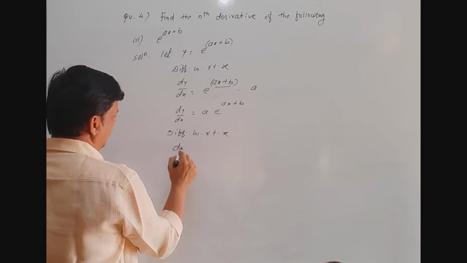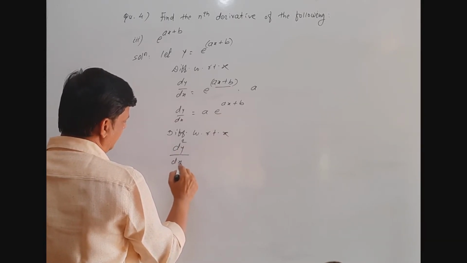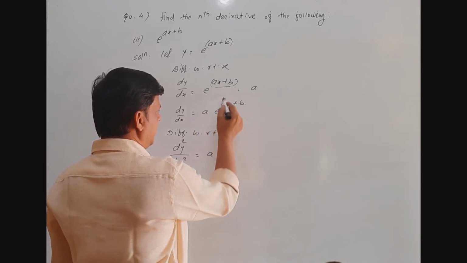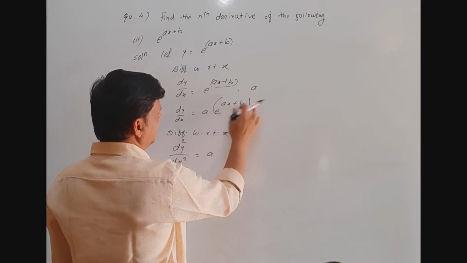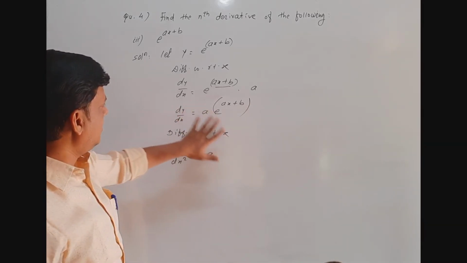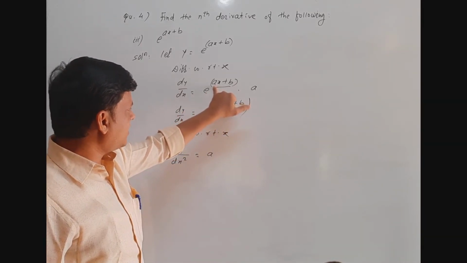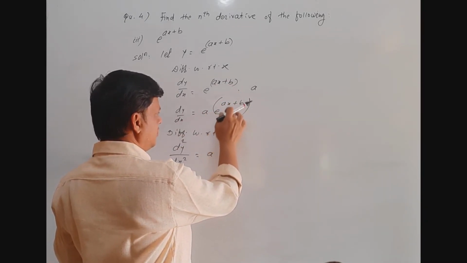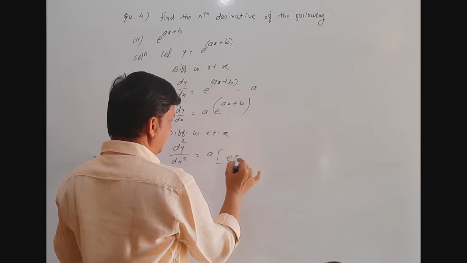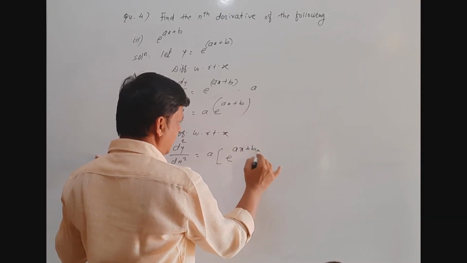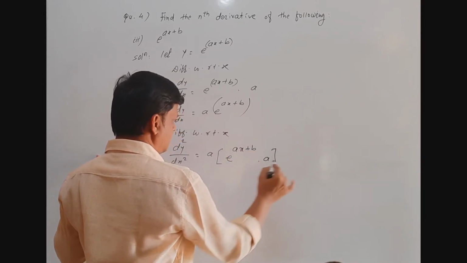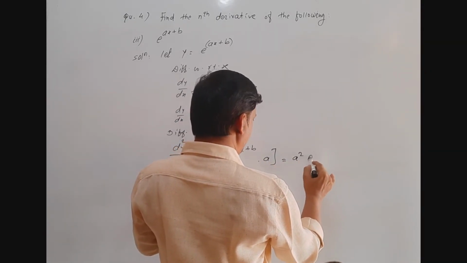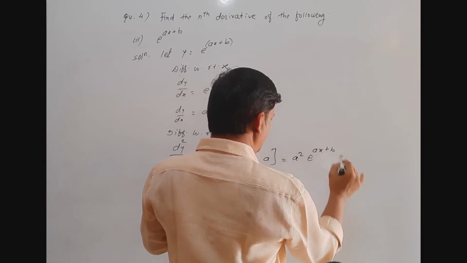So derivative of y we write d2y by dx2. Then here constant a as it is. Again derivative of e raised to the power ax plus b, which we already calculated, that is e raised to the power ax plus b into a. So we directly write derivative of this e raised to the power ax plus b as e raised to the power ax plus b into a. So we get here a into a as a square. So write a square into e raised to the power ax plus b.